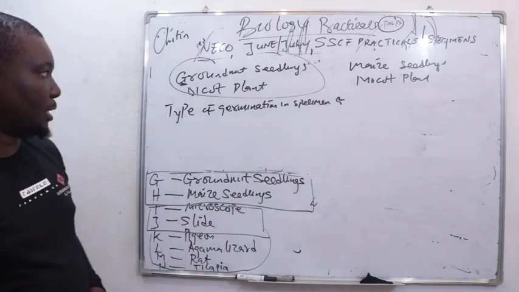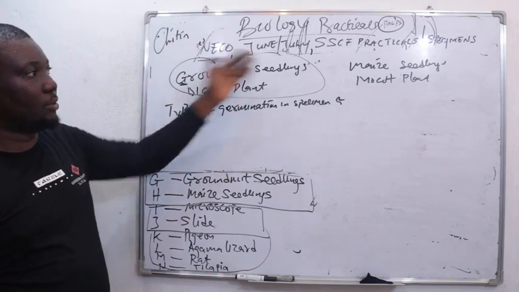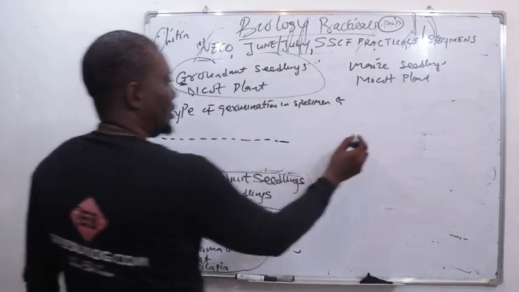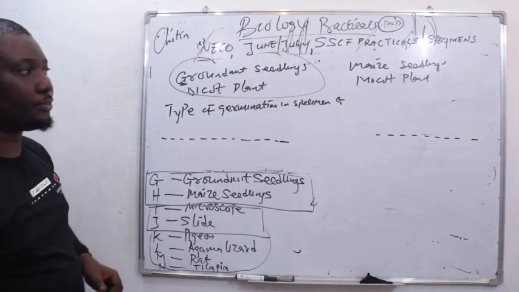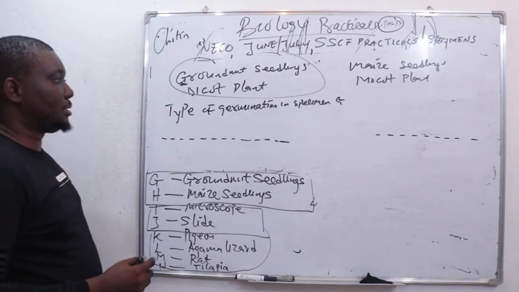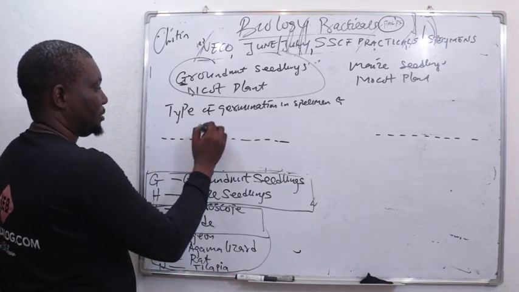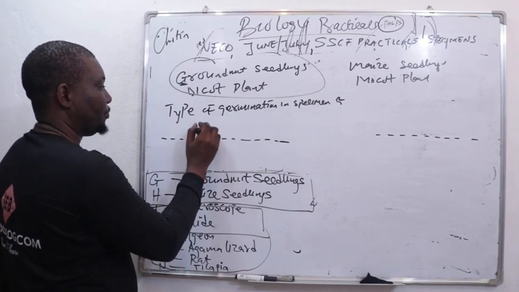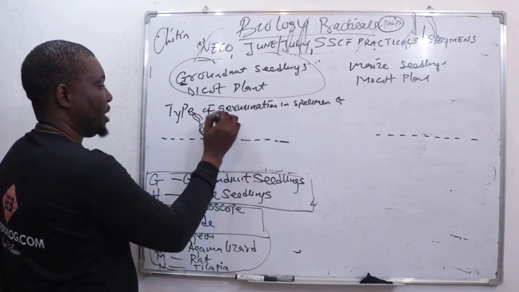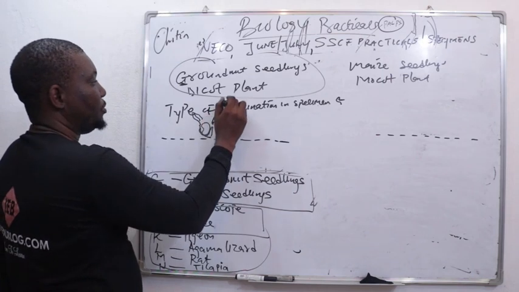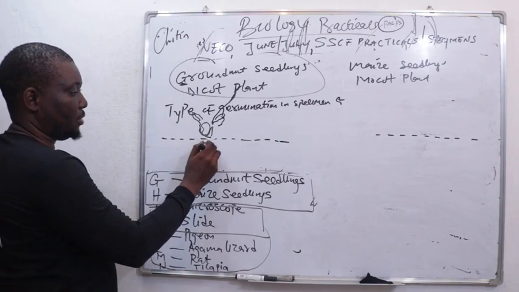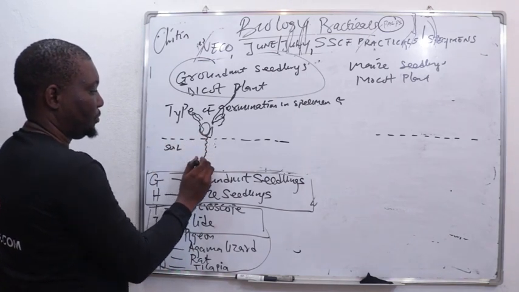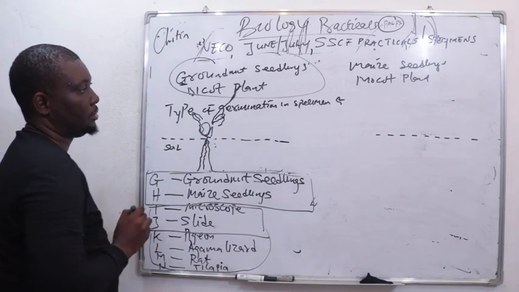It does appear that the cotyledon, that is the seed of groundnuts, if this is the soil level for groundnuts, and this is the soil level for maize, appears to be above the soil level. Look at the soil here, and then you have this going down. That is what you have here.